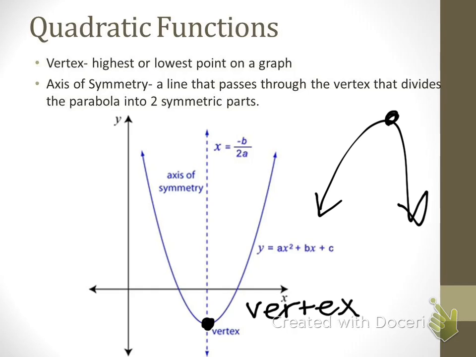Also, in this parabola, we have what we call the axis of symmetry. All that means is it's the line that passes through the vertex. It's going to go directly through my vertex, and it divides this parabola into two equal parts. In order to find the axis of symmetry, all I really need to know is where the vertex is. Because if I know where the vertex is, I know where my axis of symmetry is. It's just a line drawn through the vertex.